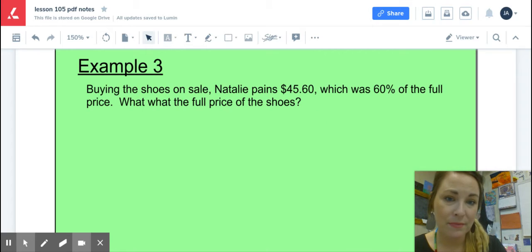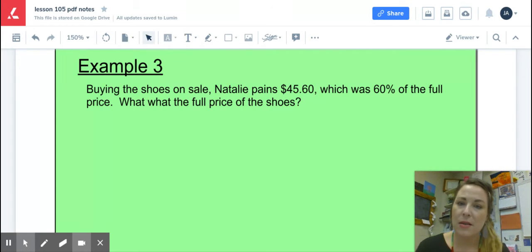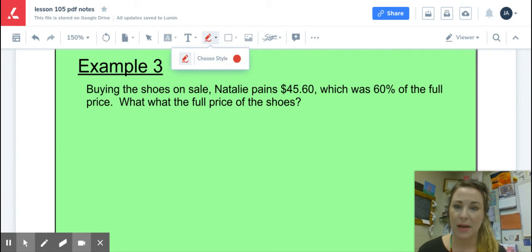Go ahead and pause it. Give it a try on your own. So when I'm looking to solve this one, again, I'm going to set up a ratio box.